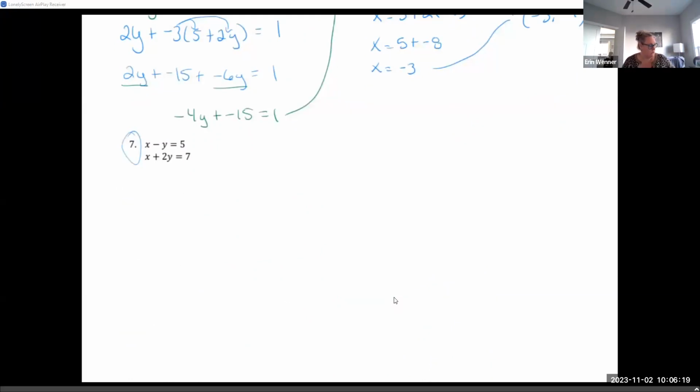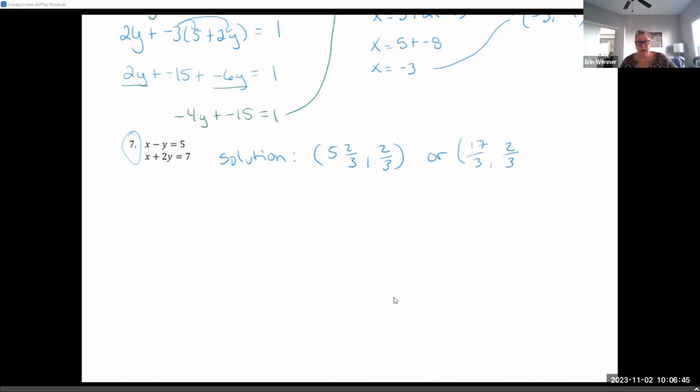I will tell you, if you're doing it yourself, the solution here is going to be 5 2/3 and 2/3. You might also write that as 17 thirds and 2/3, right? That would be your ordered pair. So if you do this one yourself, to check your work, those would be your solutions.